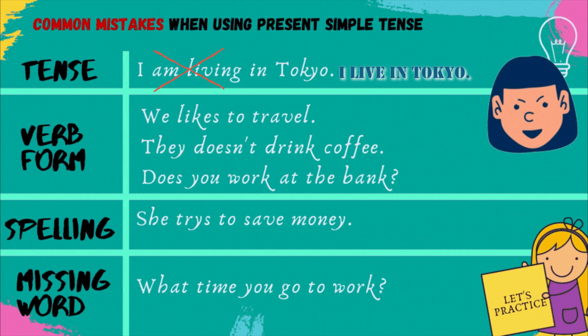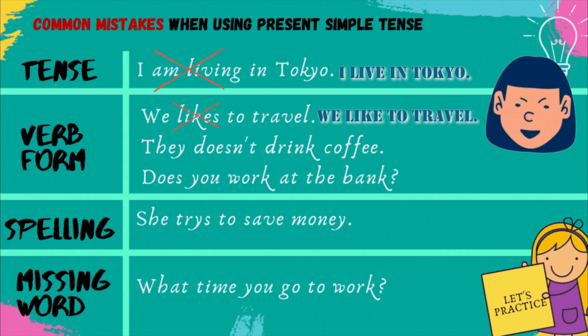Now let's look at another kind of mistake. This mistake is made with a verb form. Let's read the example. We likes to travel. So the verb here is likes and the subject is we. So what's the mistake? The mistake here is that the verb likes doesn't agree with the subject we. So instead of saying we likes to travel, we will change the verb likes into like. We like to travel.